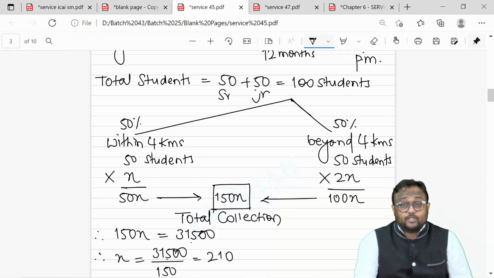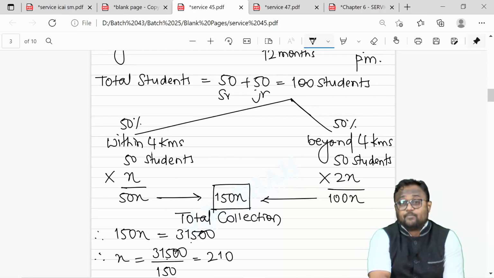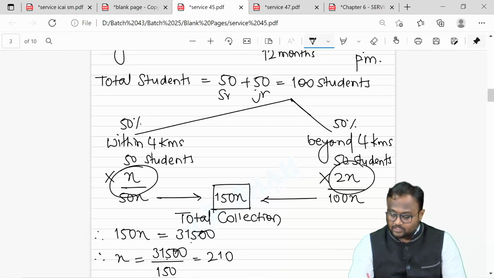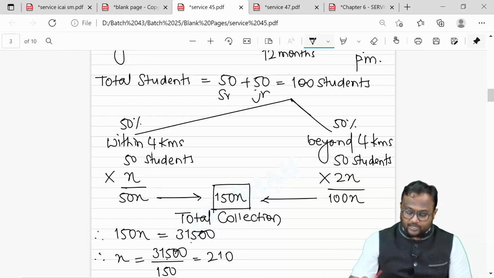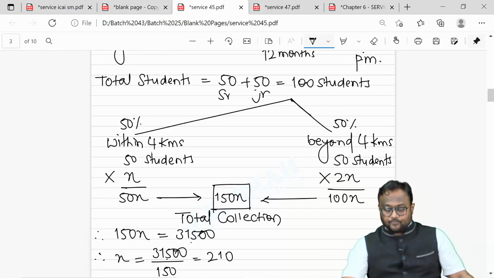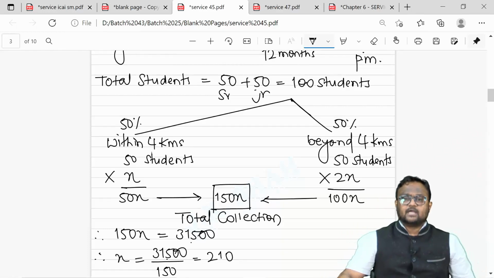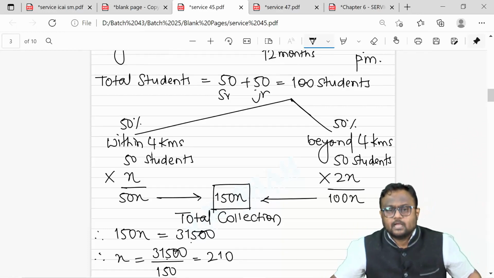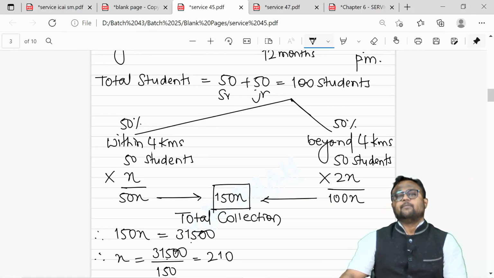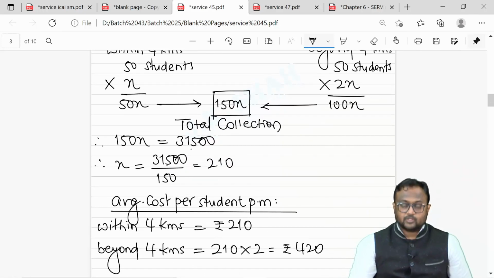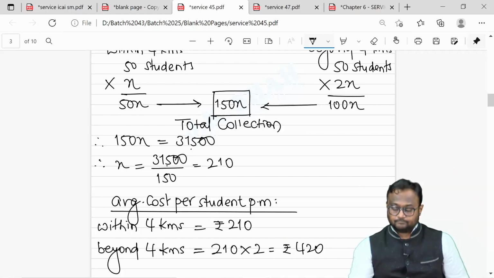Now those who stay within 4 kilometers are paying half as compared to the other category. So I assumed it to be X. So naturally this was 2X. So 50 into X, 50X is the collection from those who stay within 4 kilometer. 50 into 2X, 100X is the collection from those who stay beyond 4 kilometers. My total collection is 150X, which should be 31,500. I got value of X, which was within 4 kilometers. So beyond 4 kilometers will be 420.